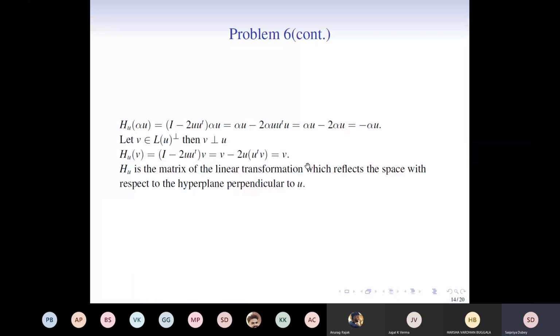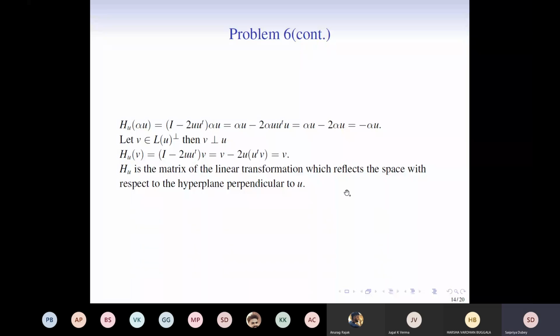Now let's see what this means geometrically. Geometrically we see that HU is the matrix of the linear transformation which reflects the space with respect to the hyperplane perpendicular to U. U is a unit vector, and HU reflects the space with respect to a hyperplane perpendicular to U. You can easily visualize this in R2 at least.